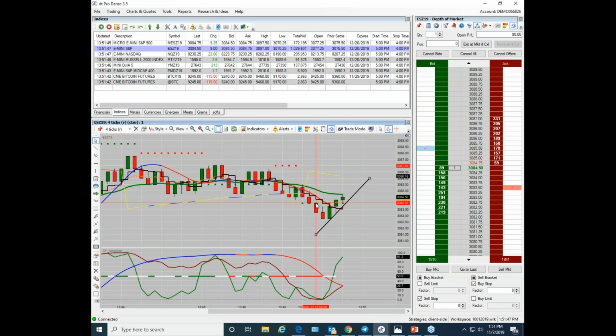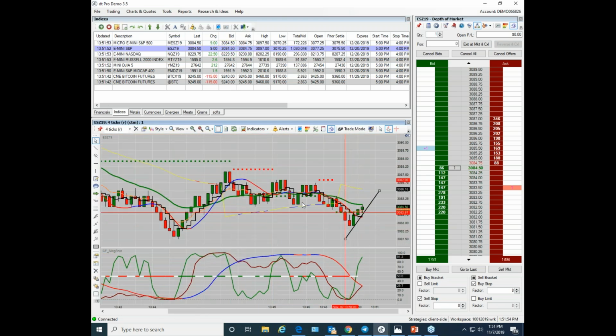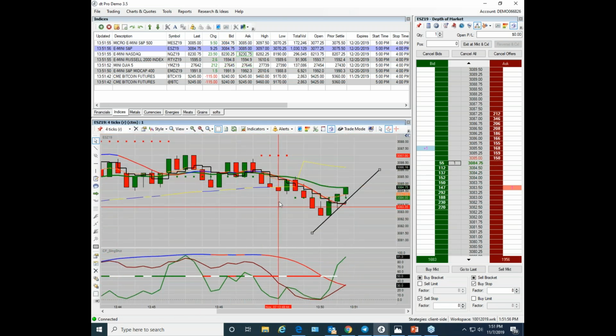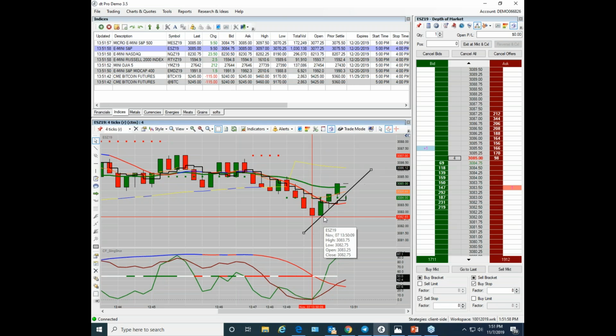Yes, we did break. This is a good question. We did break dynamic support. So you could say, hey, if you've got it blowing up like this, it's game on. We're looking to get short. All right, so now we're going to cancel this.